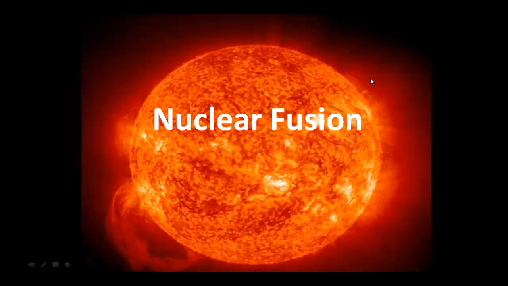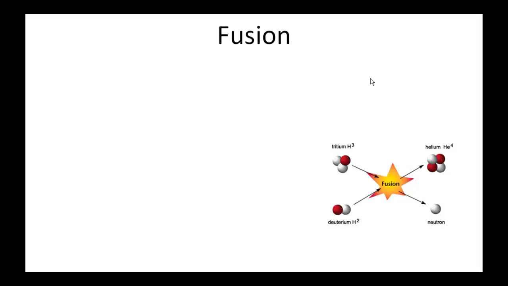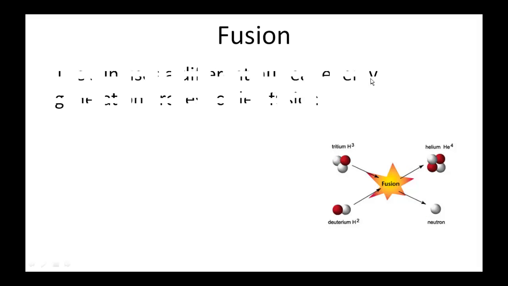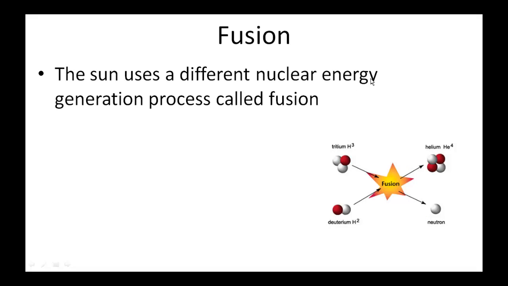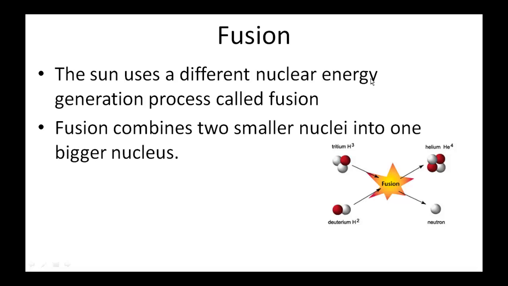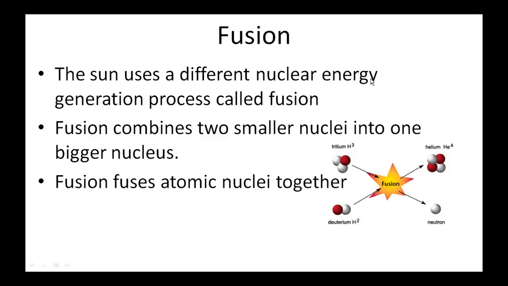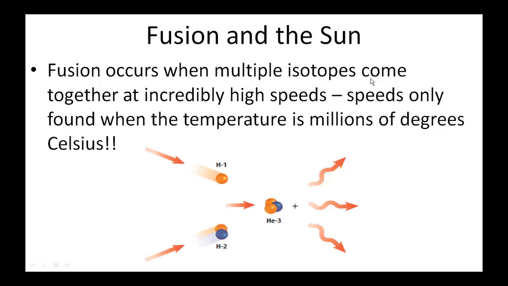Now let's talk about nuclear fusion. The sun uses a different nuclear energy generation from fission called fusion. Fusion combines two smaller nuclei into one bigger nucleus. Another way to say it is fusion fuses atomic nuclei together. Fuses means coming together. So fusion fuses atomic nuclei together. Recall fission splits it apart? Well, this one brings them together.